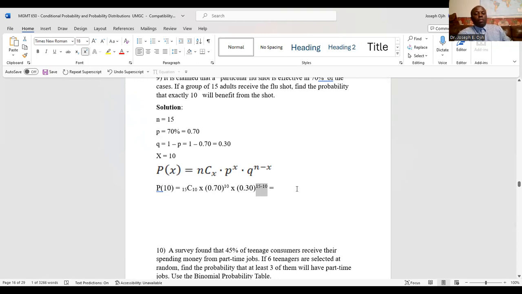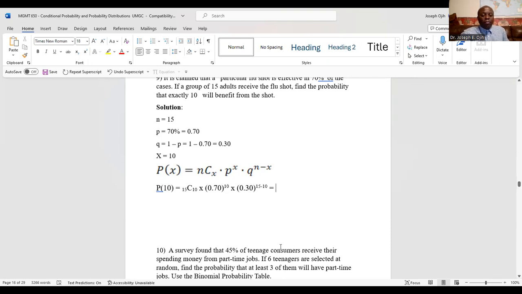Okay. Putting this in the calculator, let me write it down and then we can put it on the calculator. And then I will show you how you can do it with Excel. The same process: 15 combination 10 times 0.70 raised to the power 10 times 0.30 raised to the power 15 minus 10.